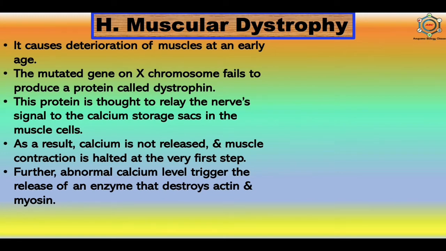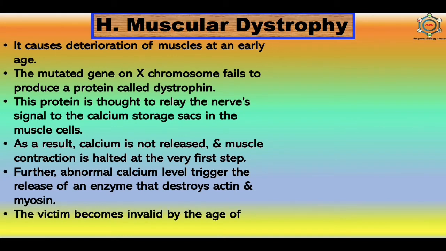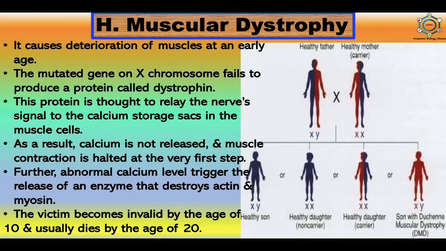Further, abnormal calcium level triggers the release of an enzyme that destroys actin and myosin. The victim becomes invalid by the age of 10 and usually dies by the age of 20. So this is all about muscular dystrophy. Here in this picture you can see a single inheritance pattern in case of muscular dystrophy.